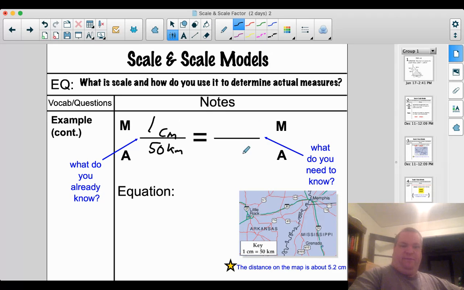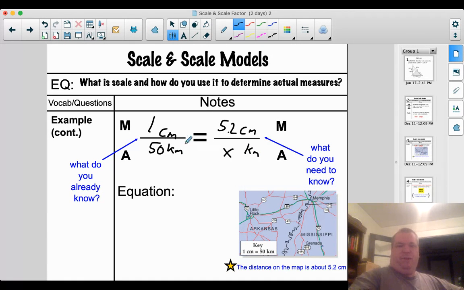Now I'm going to fill in what I know from the distance I'm interested in. I know that the two cities on the map were 5.2 centimeters apart. So I'm putting that on top because that's the distance on the map. I want to know the distance in real life, so that's the thing that I don't know. It's okay that these units are different. We just have to make sure they're consistent. So if this is centimeters on the map to kilometers in real life, it's going to be the same thing here. Centimeters on the map to kilometers in real life.